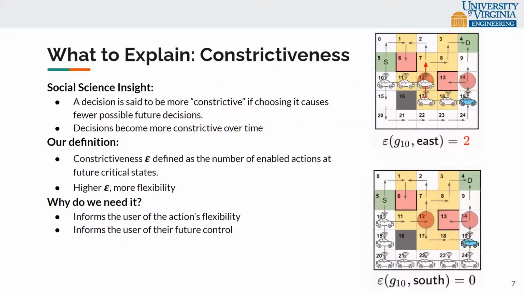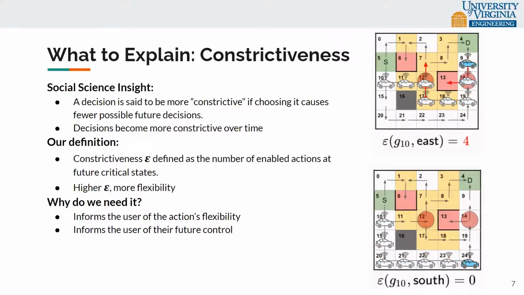Knowing where to explain, now we will focus on what to explain. We chose constrictiveness and responsibility here. From social science, a decision is said to be more constrictive if choosing it causes fewer possible future decisions. And naturally, as the robot approaches the destination, the decision will be more constrictive, as there are no decisions left to make. So we only compare this property for actions at the same starting state.